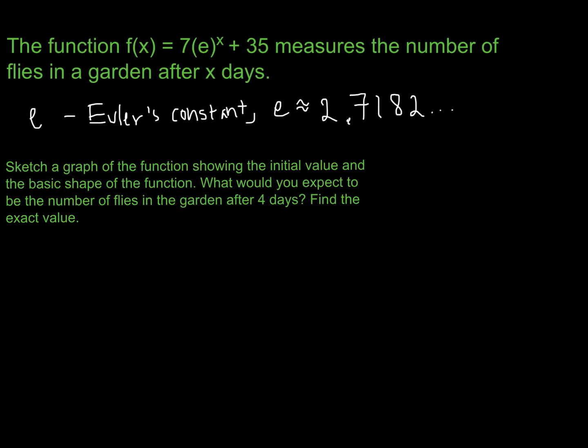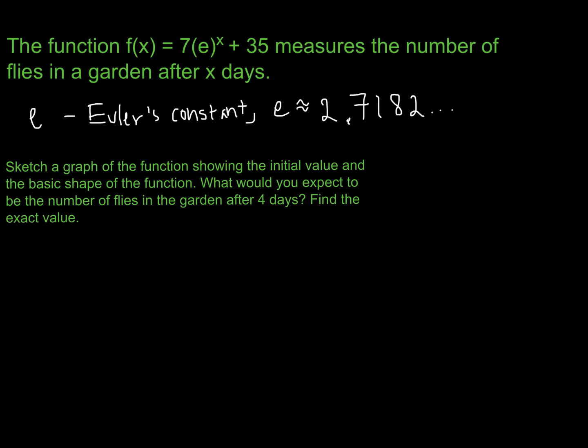All right. So knowing that our base value is Euler's constant, and don't worry, we're going to talk more about this and you'll learn more about why it's so important later on. We know that the number of flies is going to increase because this exponential function has a base greater than 1, and so this value is going to get bigger and bigger and bigger.